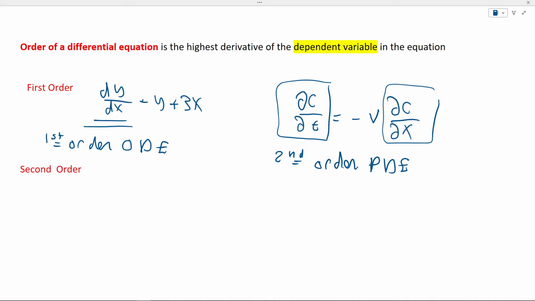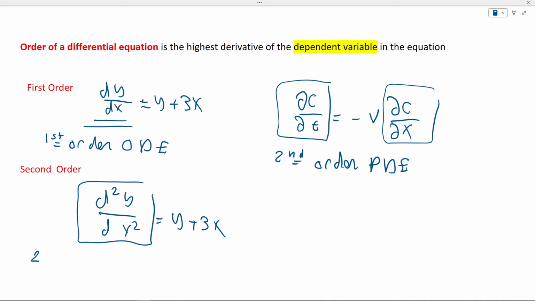Can we do a second order one? Yes, a second order one would be like d squared y over dx squared is equal to y plus 3x. So this is second order. Why? Because I have a second derivative here. So this would be a second order ordinary differential equation.